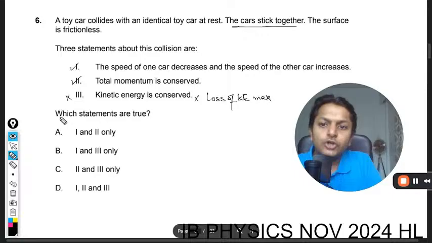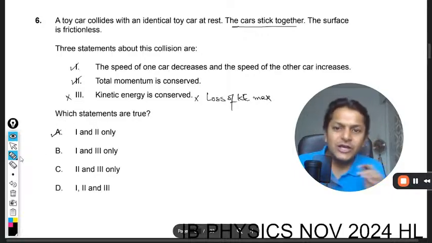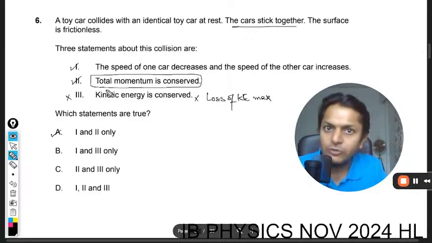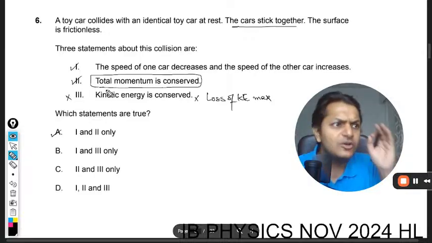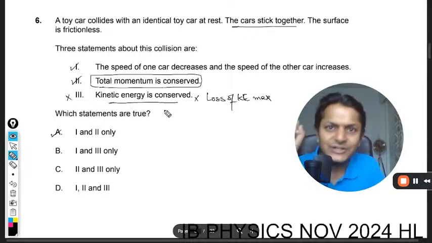Okay, so which statements are true? One and two. So A will be the correct answer. Point number one that you have to note here is that momentum is always conserved in whatever type of collision you're talking about. So there is no thinking involved. If the collision has happened, momentum is conserved. Kinetic energy is conserved only and only in elastic collision.